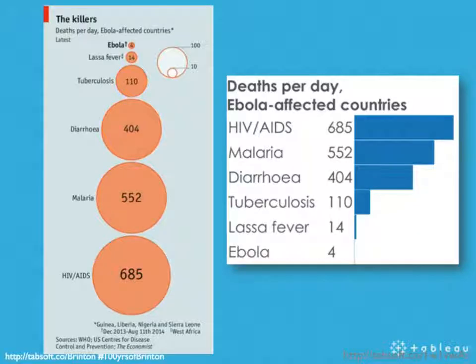I did the same. I redrew the Ebola chart using a bar chart, and here's the thing. My bar chart shows the differences in the numbers very easily, much more effectively than the circles. Is it a better chart? Brinton would definitely say so.